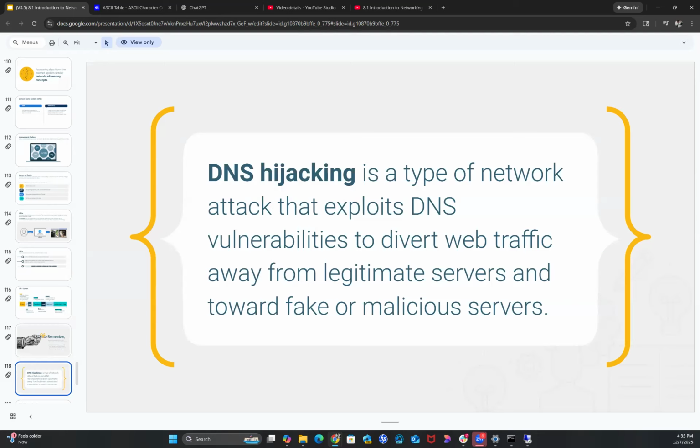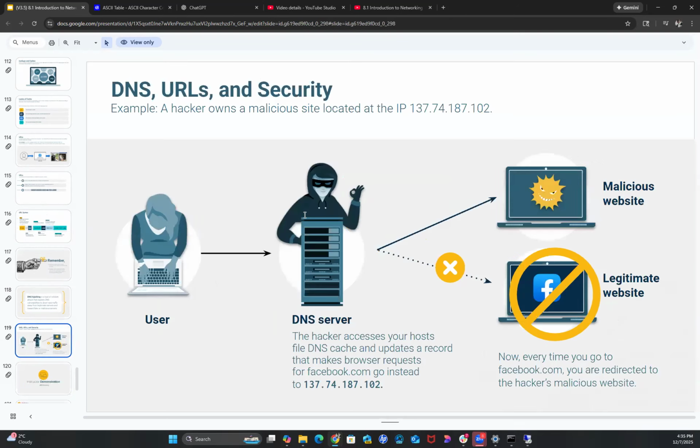While DNS and URLs provide many benefits for accessing a resource from the internet, these technologies also include security risks. The DNS cache indicates where to request the resource from based on the domain being accessed. Therefore, if a hacker can manipulate the DNS cache, they can trick and exploit a user request by returning a domain or resource that was not originally requested. For example, the hacker's own malicious site is located at IP 137.74.187.102. This is the hacker's DNS.